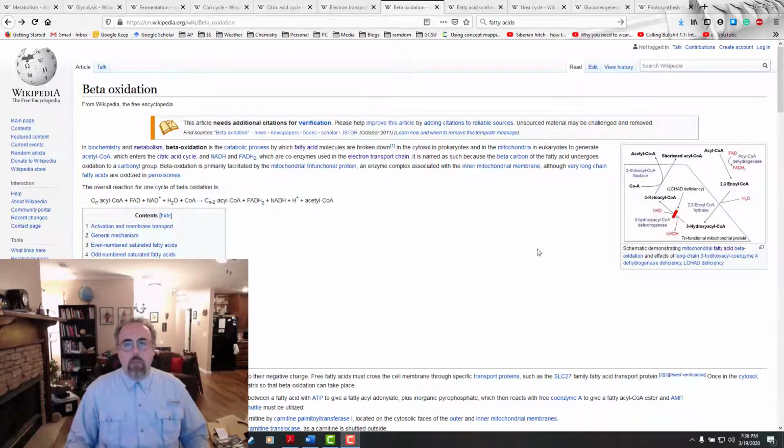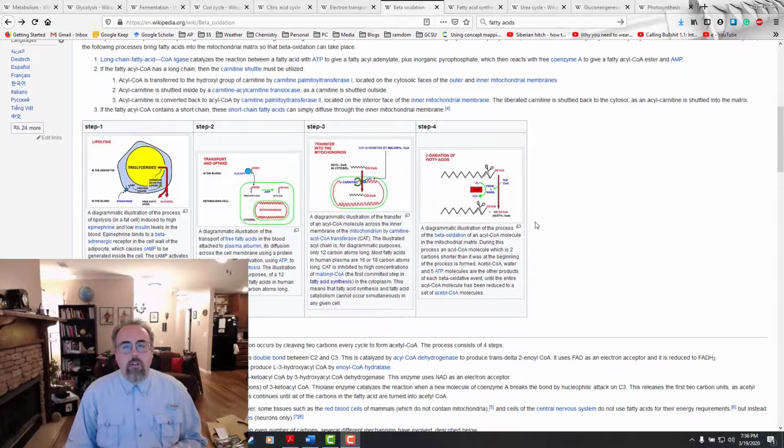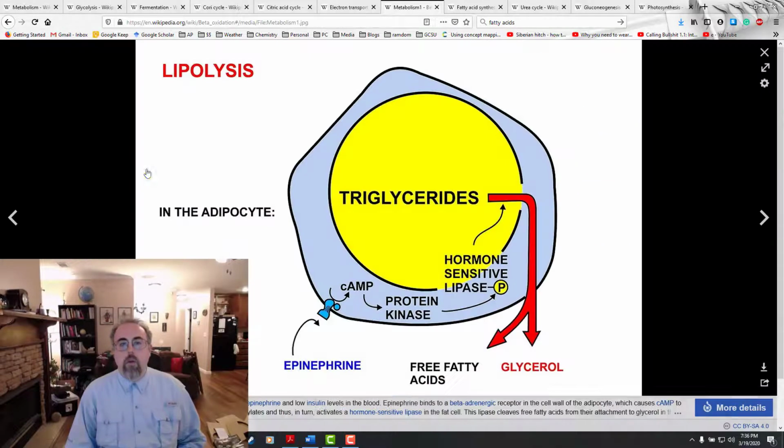So today I'm looking at fatty acid metabolism. So both the catabolism, which is called beta oxidation, and the anabolism, which is fatty acid synthesis. So this article has a nice little diagram down here that I'm going to kind of walk through.